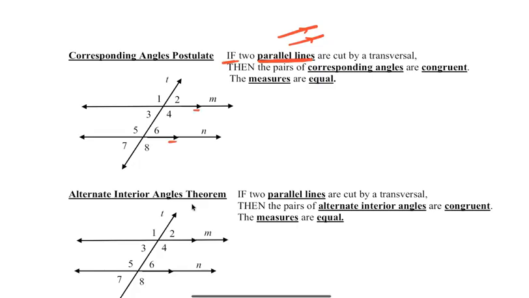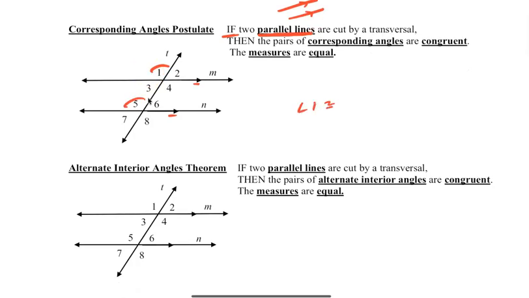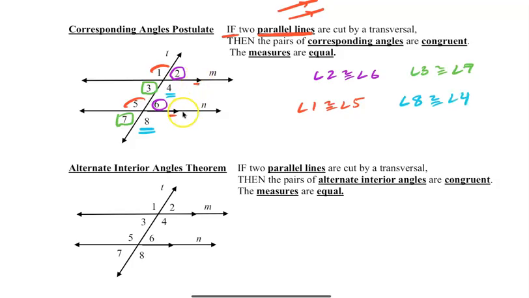So these are parallel. Now what happens is corresponding angles happen to be congruent. So angle 1 and angle 5 are corresponding. So angle 1 is congruent to angle 5. Angle 2 and angle 6 are corresponding. So angle 2 is congruent to angle 6. We have 3 and 7. So angle 3 is congruent to angle 7. And we have 8 and 4. So angle 8 is congruent to angle 4. So if they're parallel lines, all the corresponding ones are congruent. So they're the exact same measurement.